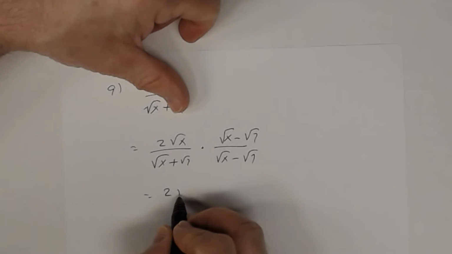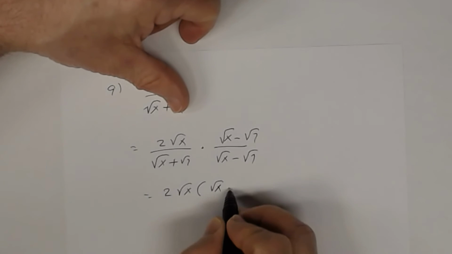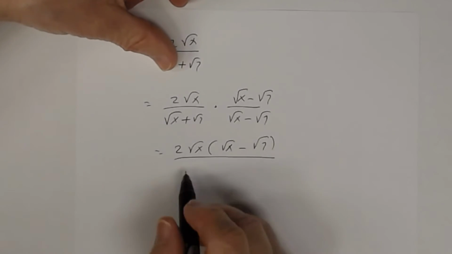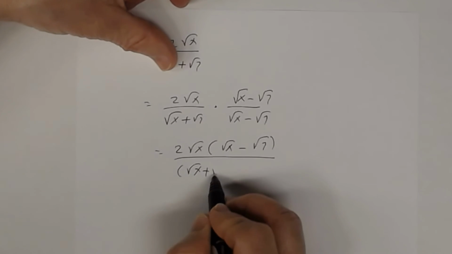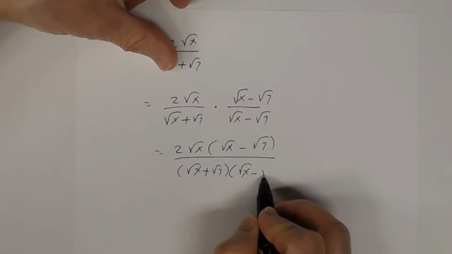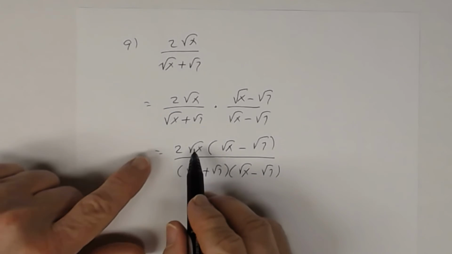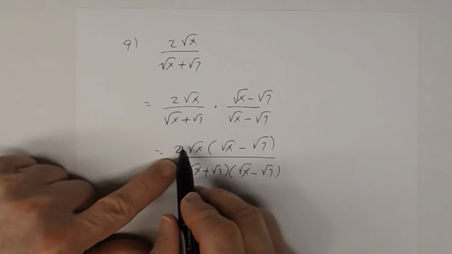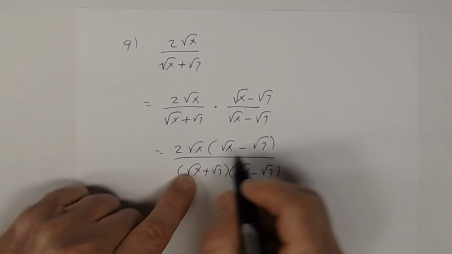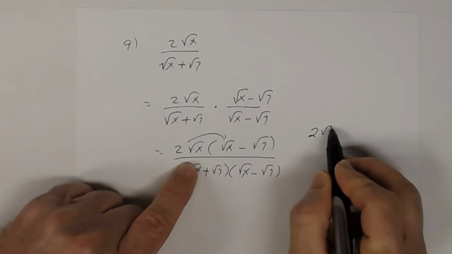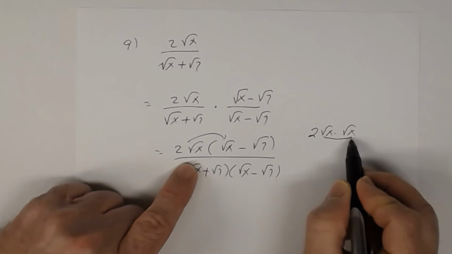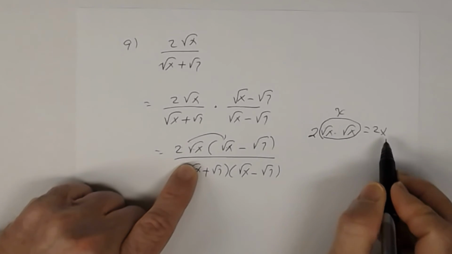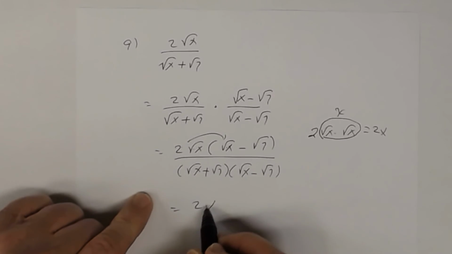So you're going to say 2 square root of x times the square root of x minus the square root of 7, divided by, and then these two together: the square root of x plus the square root of 7 times the square root of x minus the square root of 7. Distributing the numerator, you have 2 square root of x times the square root of x. But you all know that the square root of x times the square root of x is x. So that's just 2x, right? Okay. So I get 2x.